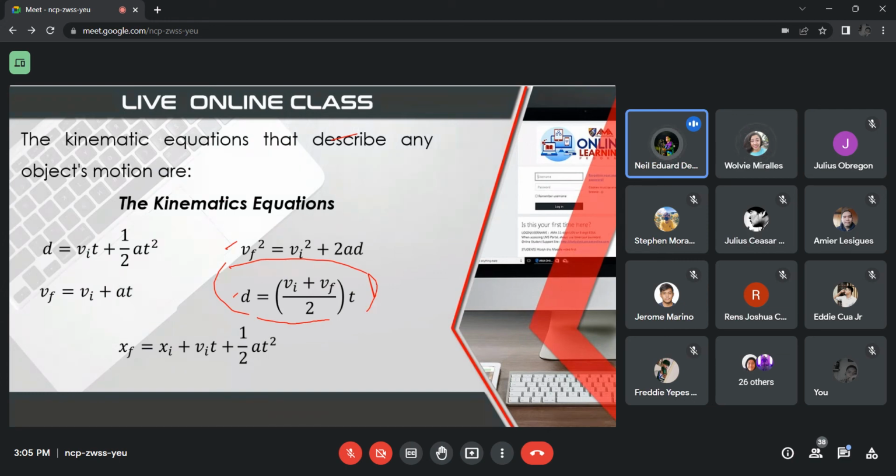Actually, I use the other formula, the formula for the position of an object. Can you still see my presentation? Yes, sir. So I use actually this formula, but they actually have the same value. Because we now know the acceleration, we know the time, and we have the initial velocity.